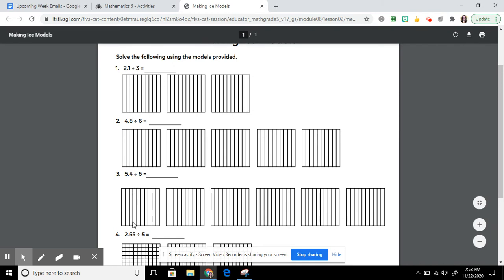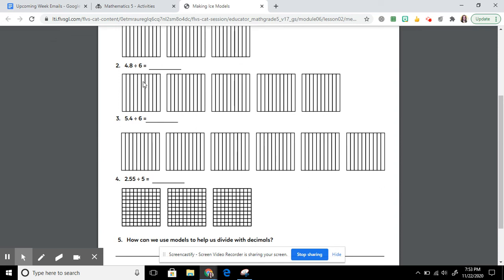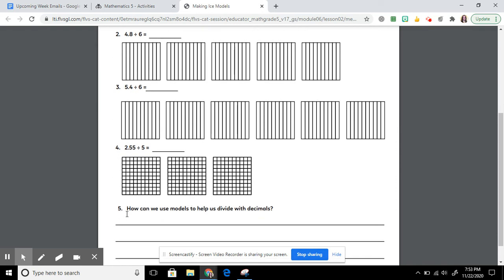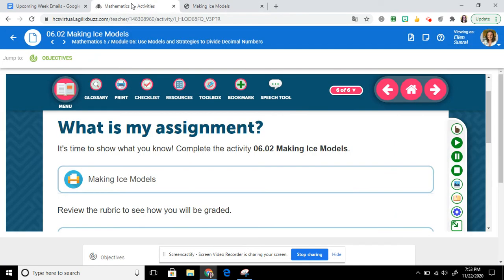Number 2, 3, and 4, you're going to do on your own, but I'm going to show you in the lesson where you can find examples to help you. Notice number 4, you've got hundredths here. Okay, and I'm going to show you where you can find an example of area models using hundredths when you're dividing decimals. And I'm also going to show you where you can find the answer to number 5 in the lesson. Okay, so I'm going to go back to the lesson.